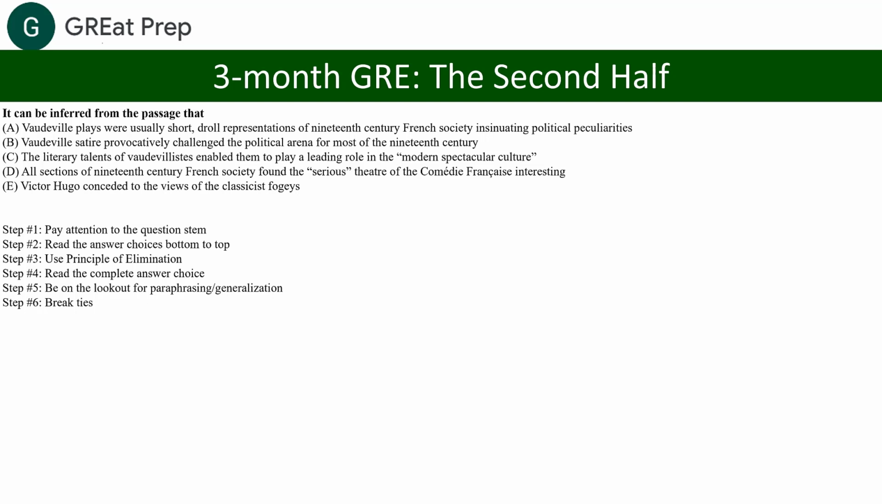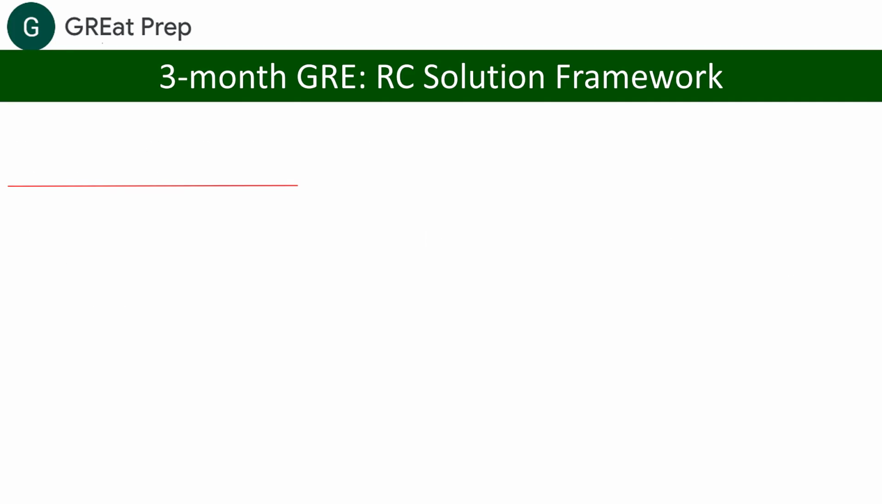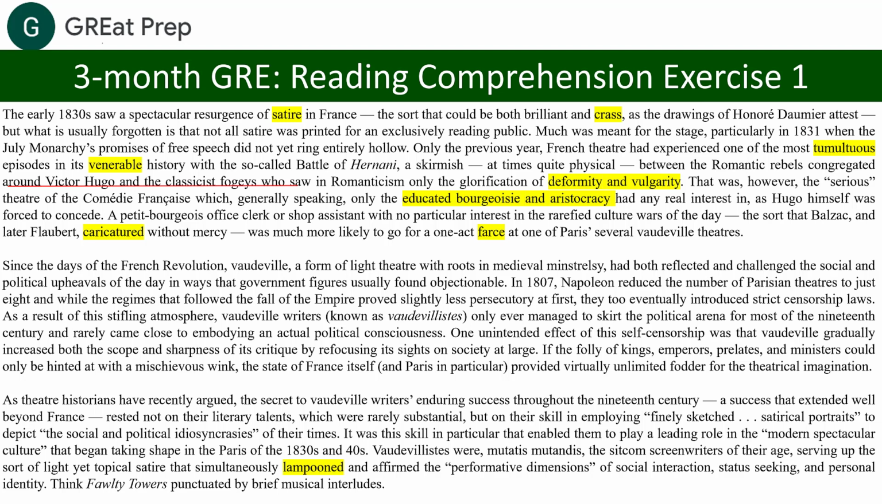Okay, moving on to D. All sections of 19th century French society found the serious theatre of the Comédie Française interesting. No, so you saw that not all sections found it serious. There were definitely some sections which found it serious, but the test makers here are just overgeneralizing it, right? And that is another trap. The word all sections. That is a trap because definitely it was not all sections. There was a section of the society which appreciated it, right? The educated bourgeois and the aristocracy.